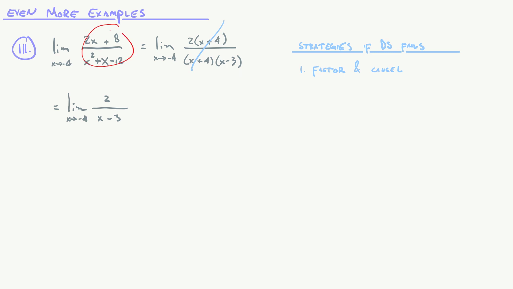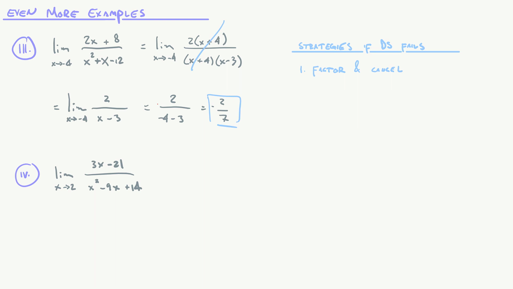These graphs are actually the same. This one just has a hole in its graph when x is -4. But remember, for limits, we don't care about what's happening at -4, we just care about what's happening as we approach it from the left and as we approach it from the right. Now we can use direct substitution. Plug in -4. If you plug in -4, you get 2 over (-4 - 3), which is -2/7.